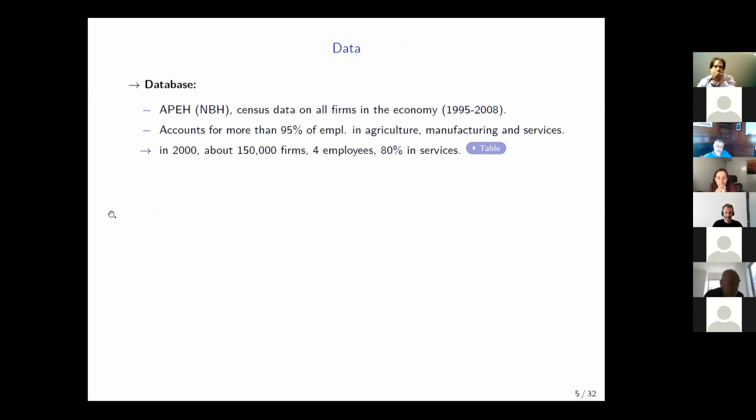So what's the database? The database is this APEH, which is basically the census of all the firms in the economy, and it covers 95 to 2008. When you look in the appendix in the paper, you're going to see that basically we have 95% of the employment in everything, in agriculture, manufacturing, or services. I have worked with databases of census of manufacturing in Chile and in other places. You never get numbers like this. So it's a pretty wide coverage. We are going to focus on firms that have at least 4 employees, because basically you want to remove a little bit of the noise of those firms that are not actually firms.